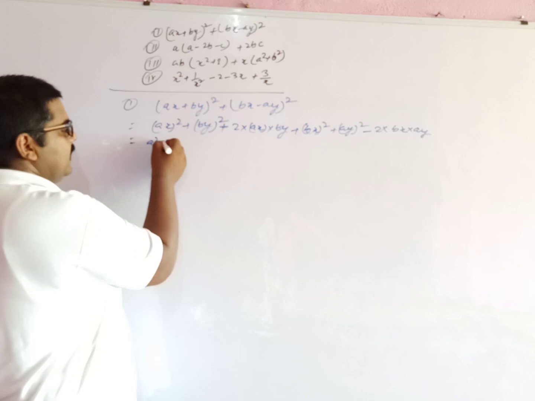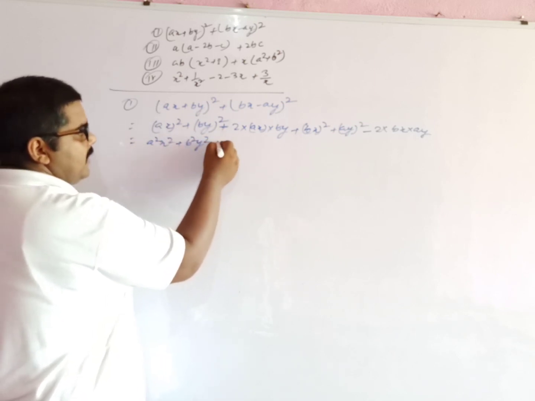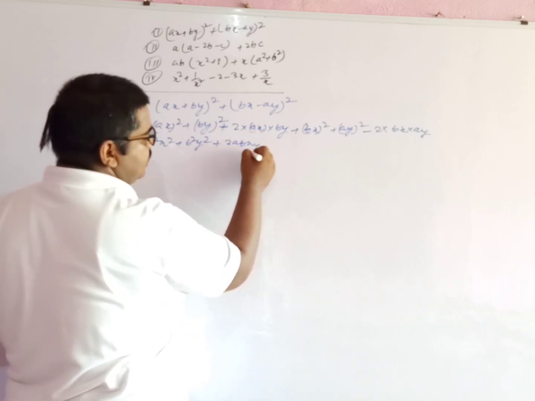And what it means? A square is a square x square, b square is b square y square, plus it can be written as 2abxy.